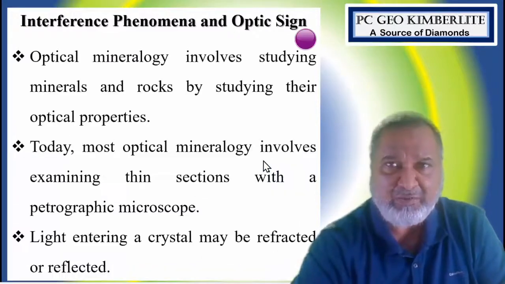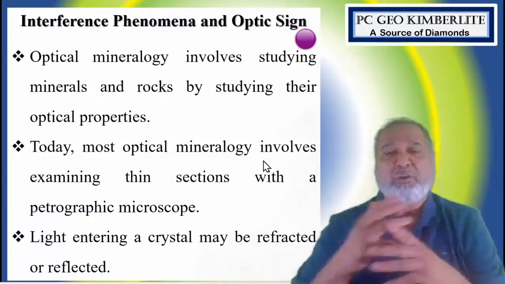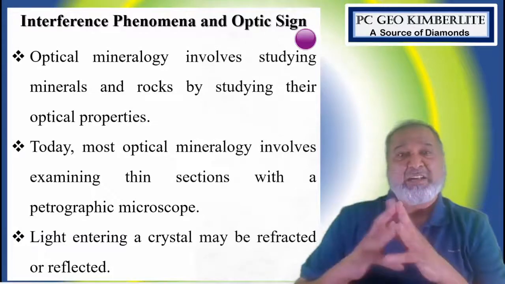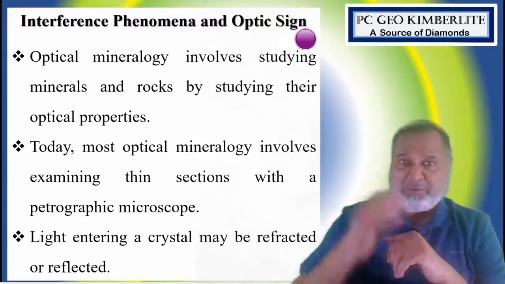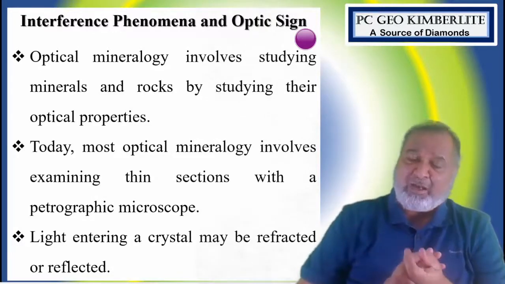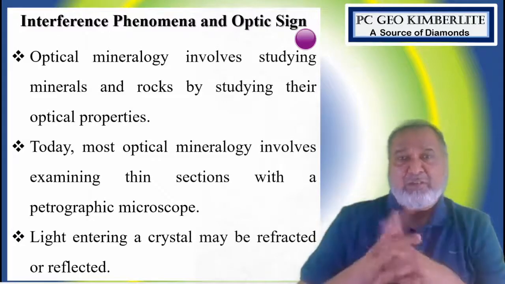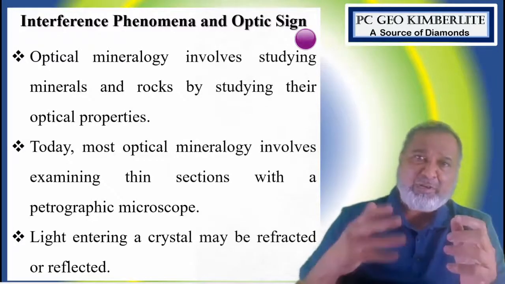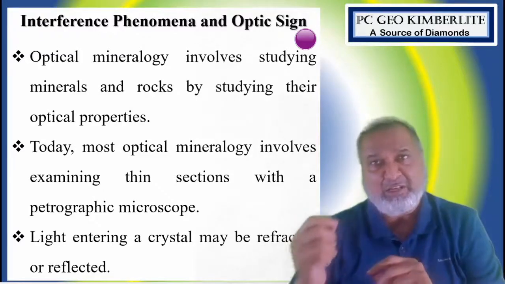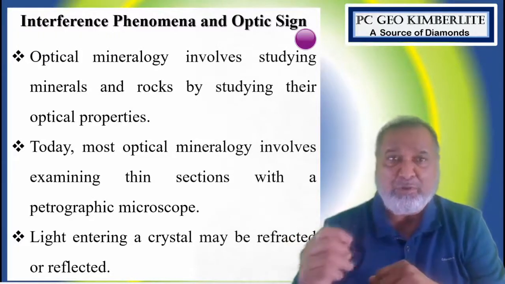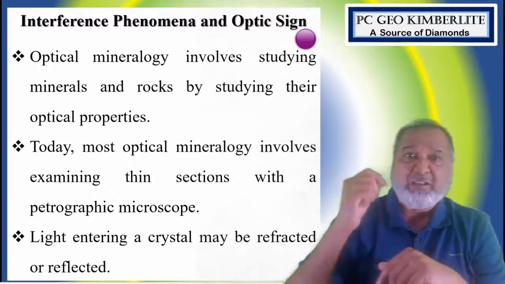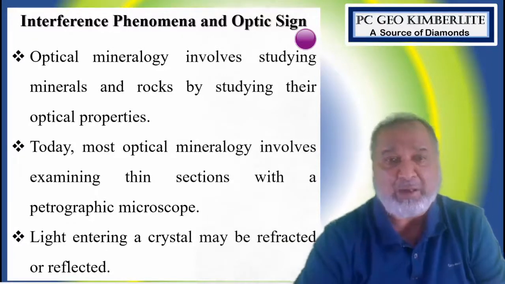We'll start with this: optical mineralogy involves studying minerals as well as rocks by studying their optical properties. We have to make thin sections, and earlier it took 70 hours. Now new techniques have come out and we can prepare them faster, but the thickness has to be very important. Today, most optical mineralogy involves examining thin sections with the petrological microscope.